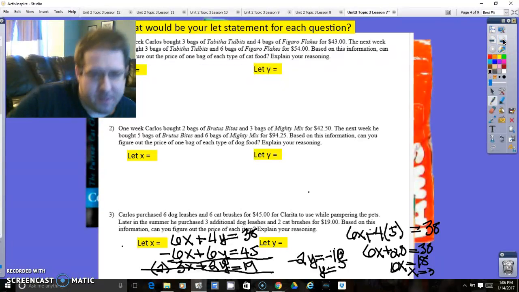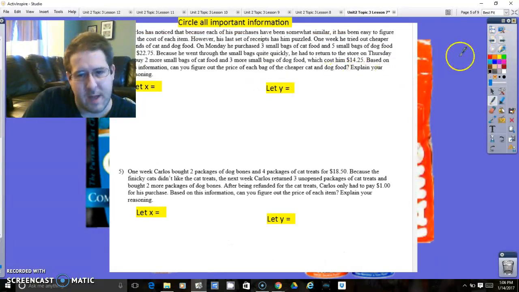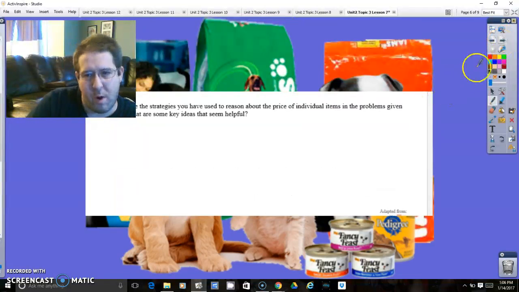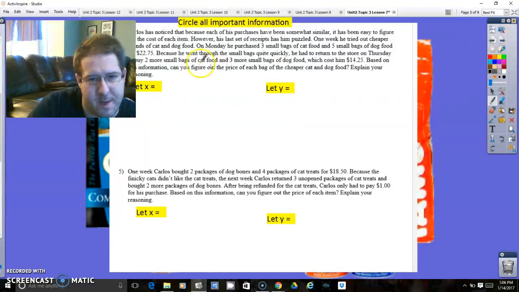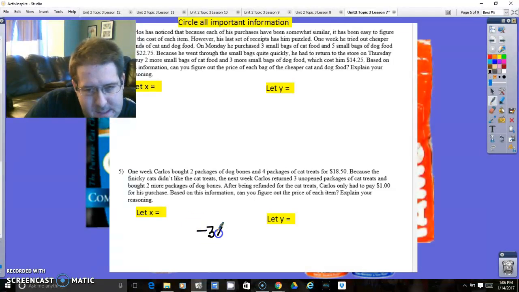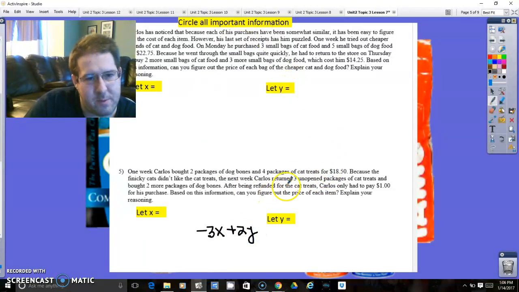All right, so there's 3 examples right there of real-life scenarios. Due to the fact I'm at 8 minutes already, I'm going to go right to the homework. The next 2 questions, I can talk about them. This one had returning involved. So when you return 3 unopened items, that's going to be negative 3x, or bought 2 more packages of dog bones, so that would be plus 2y. That was the trick on that one.